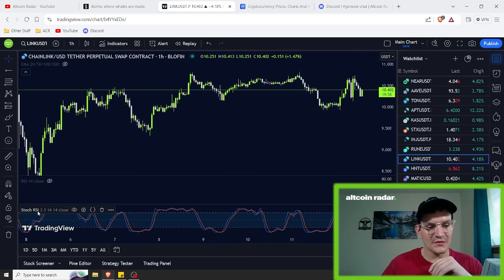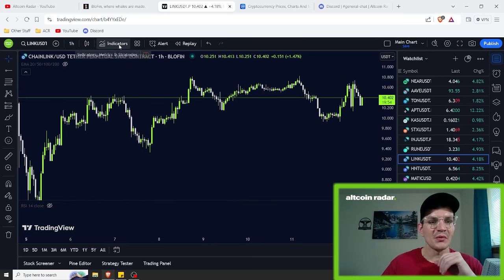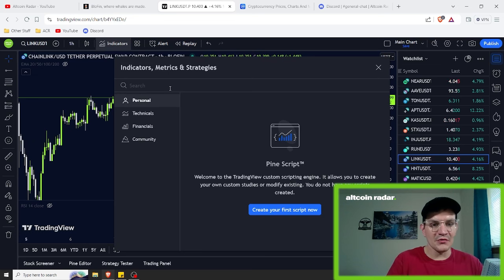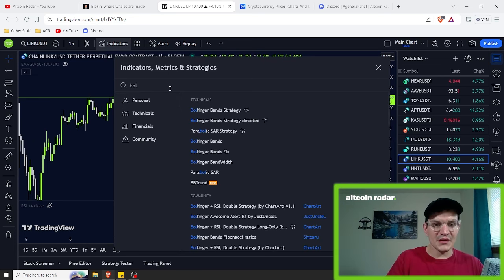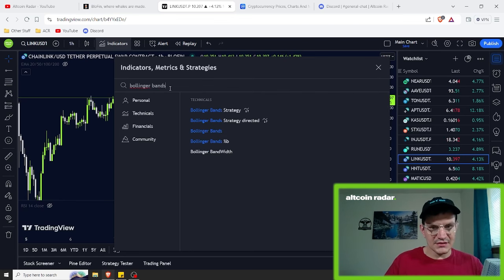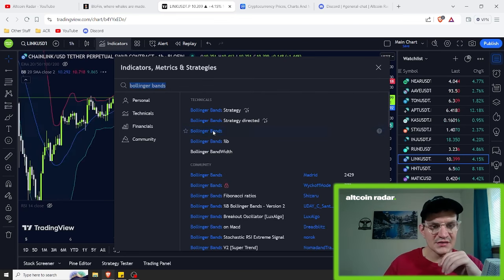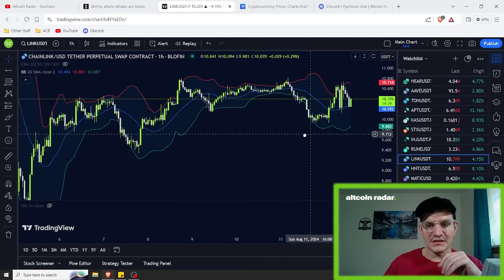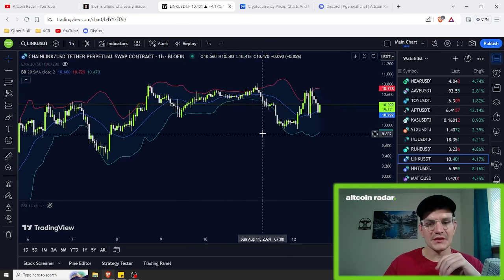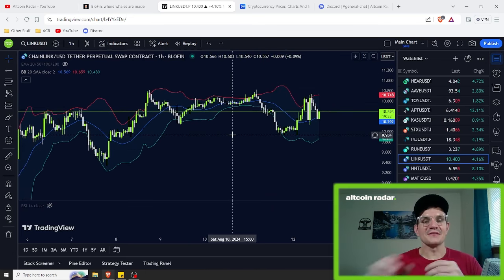All right, guys, so now that we've got the Stoch RSI out of the way, let's go ahead and talk about the Bollinger Bands. So you're going to go to indicators, you're going to type in Bollinger Bands, and you're going to click this one right here. It just says Bollinger Bands, and you'll click it, and it's going to add your Bollinger Bands to your chart right in here. Now, Bollinger Bands are pretty interesting, okay? Bollinger Bands is a very easy indicator to use as well, okay?